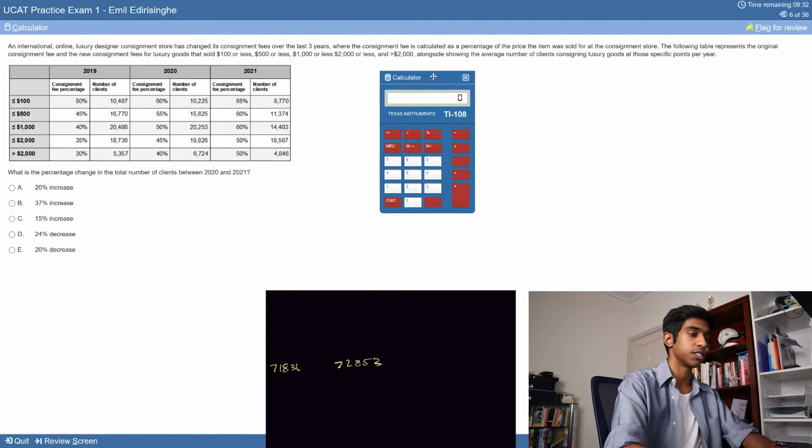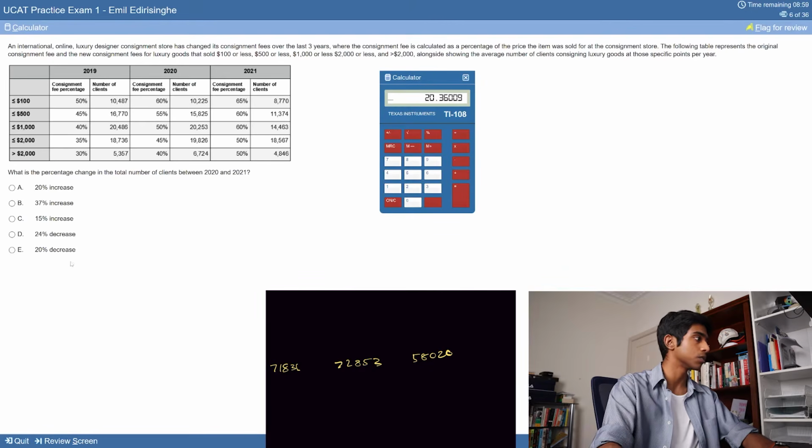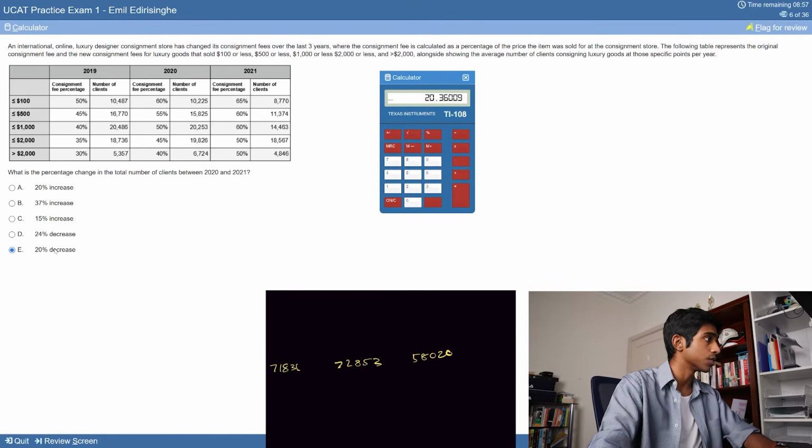Percentage increase total number of clients. So you got 8,770 plus 11,374 plus 4,318 plus 67 plus 4,846. So it decreases. Okay, minus 72853, divided by 72853. Oh, times 100. I think I accidentally added an extra 0.